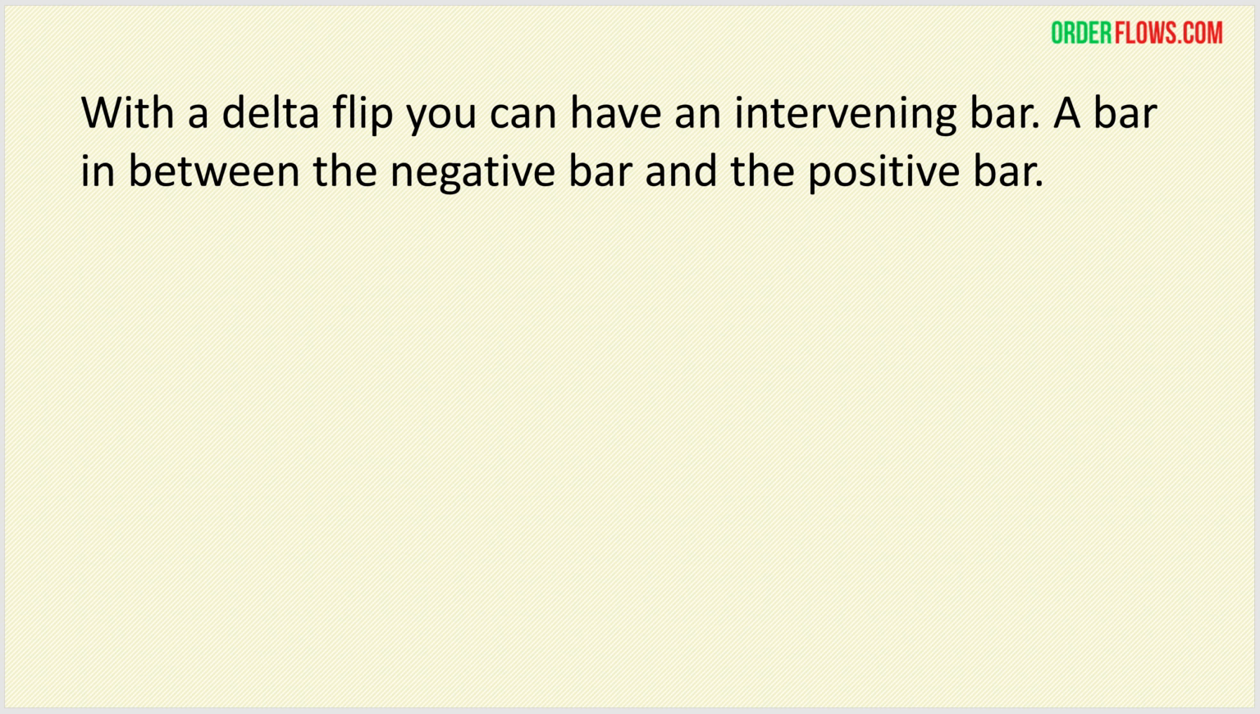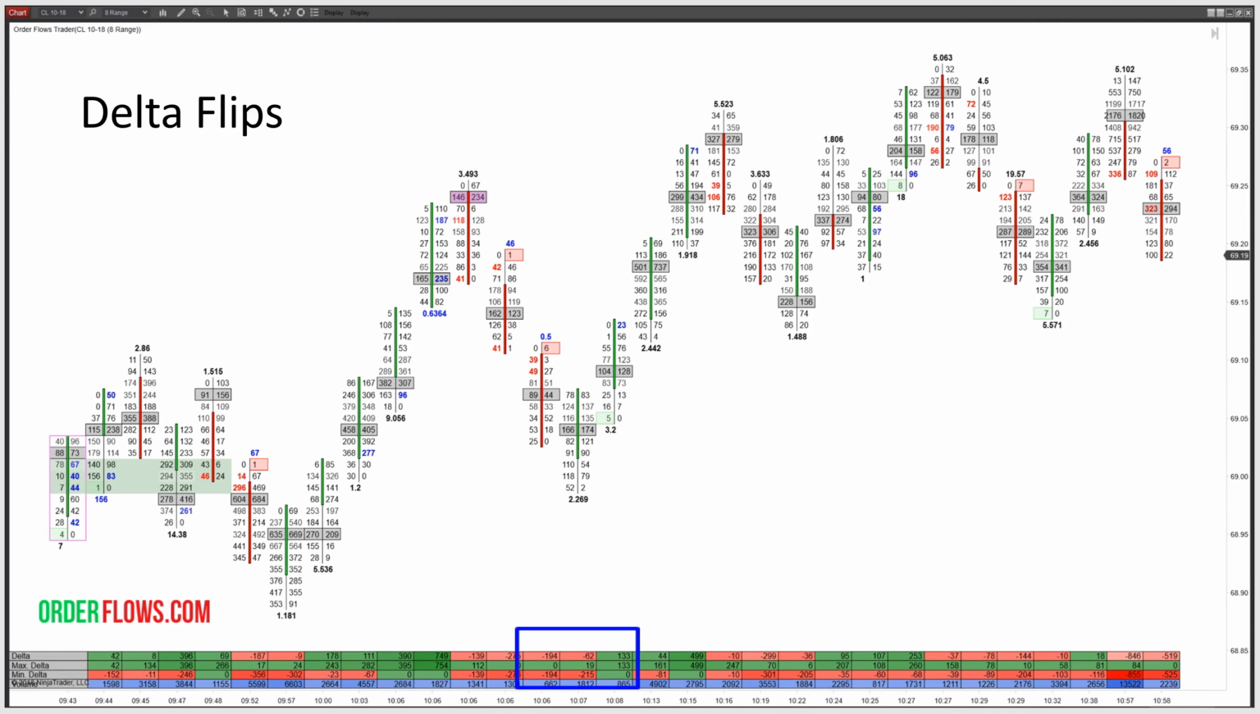What I mean by intervening bar is a bar in between the two bars I would look at for the delta flip. So it's either going to be in between the negative bar and the positive bar, or the positive bar and the negative bar. And this is what I mean. So you can see here, minus 194, this first bar, 0 positive delta, 0 max delta. The min delta is minus 194.